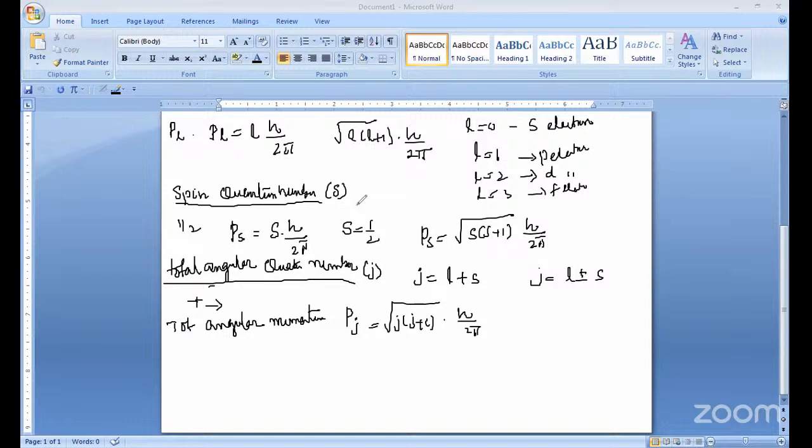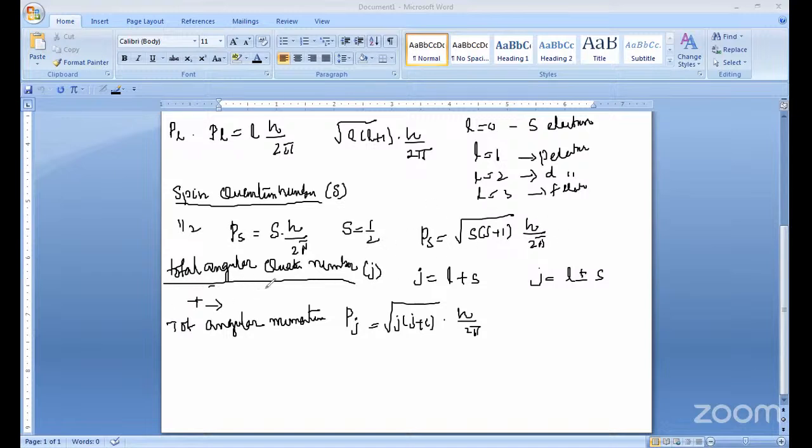So the spin angular momentum PS is given by S into h by 2 pi, where S is equal to half. And its value PS is written as root over S into S plus 1, into h by 2 pi.